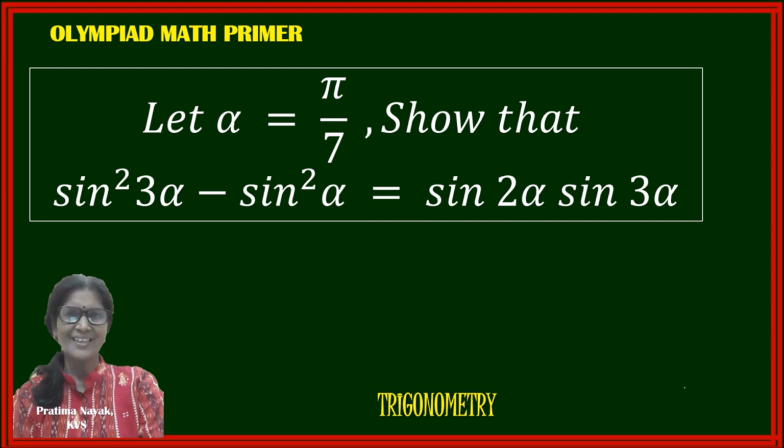I hope you understood. Let alpha equal pi over 7. Show that sine square of 3 alpha minus sine square alpha equals sine of 2 alpha multiplied by sine of 3 alpha.